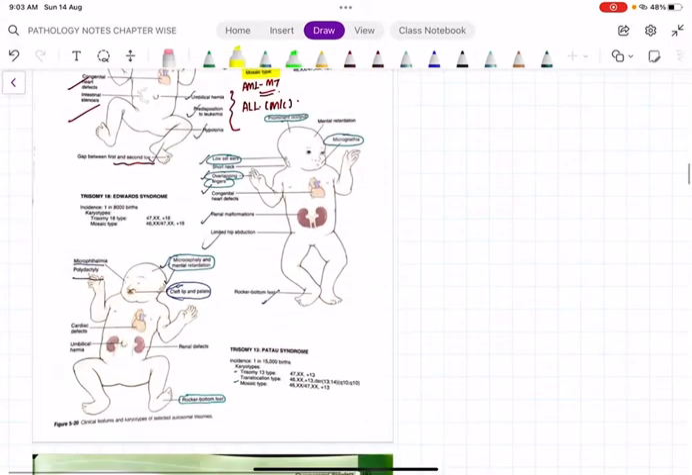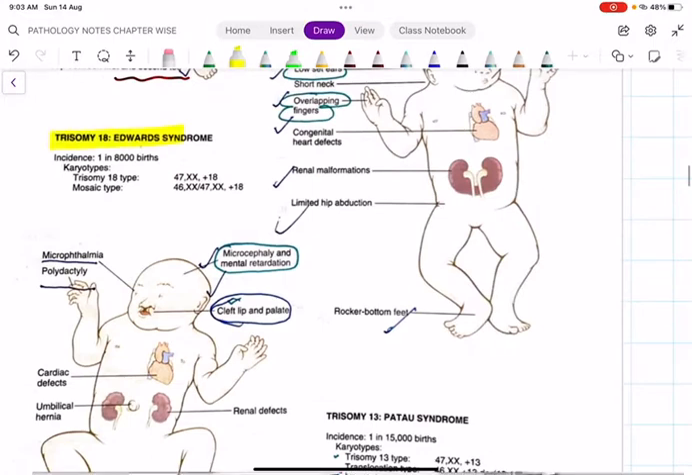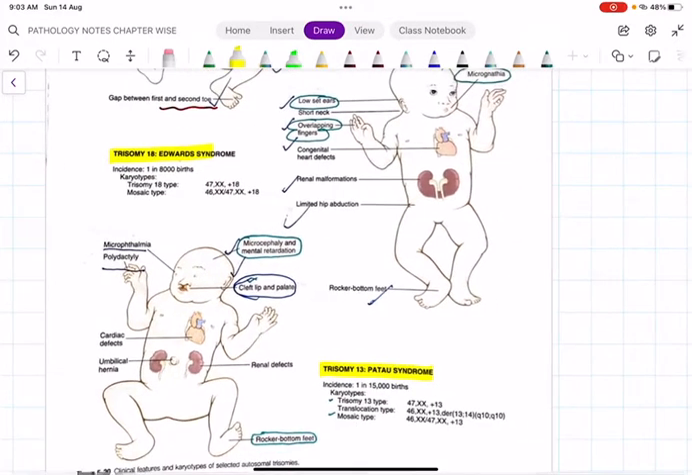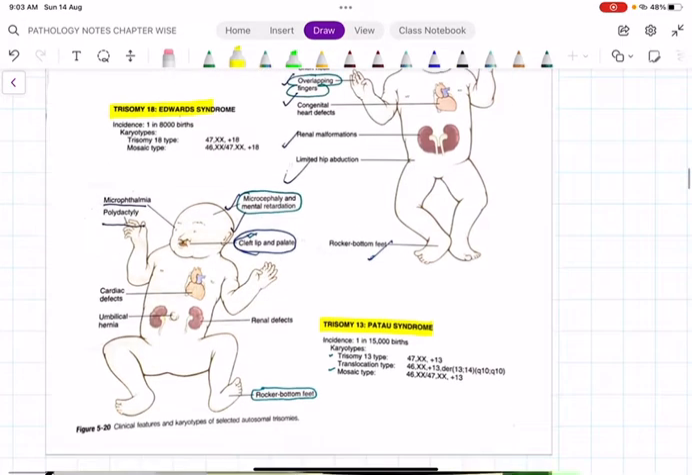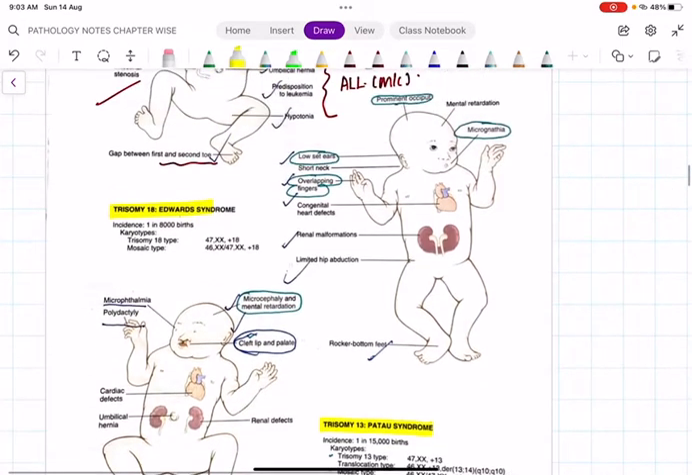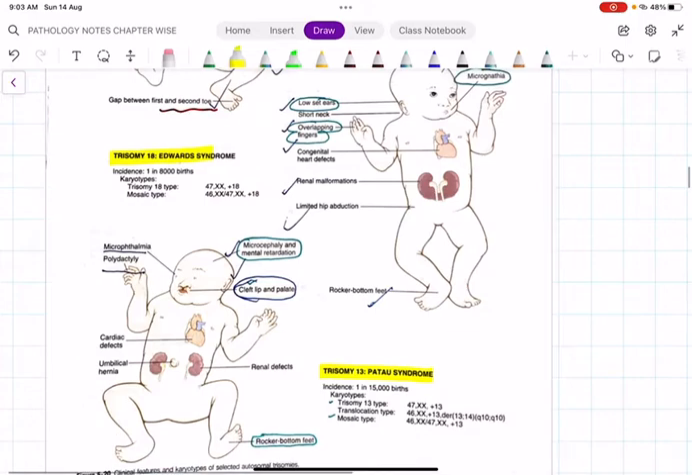Once that is done, let us see the various other trisomies. That is Edwards syndrome, which is called trisomy 18, and Patau syndrome, which is trisomy 13. Now let us see first Edwards syndrome, then we will come to Patau syndrome.